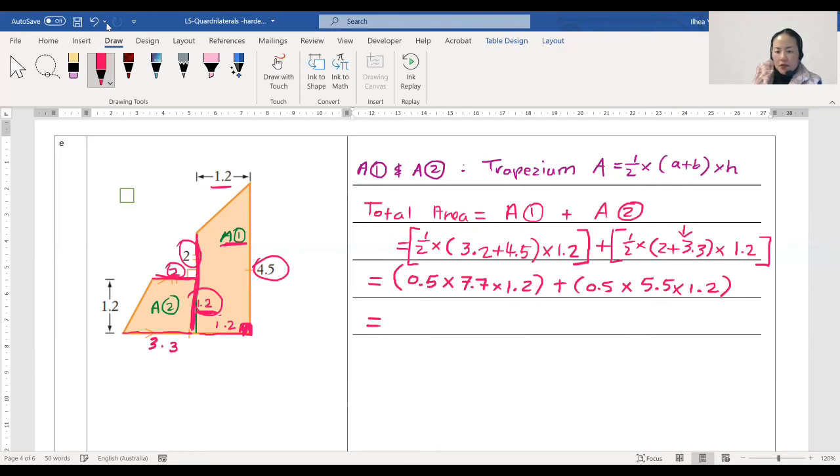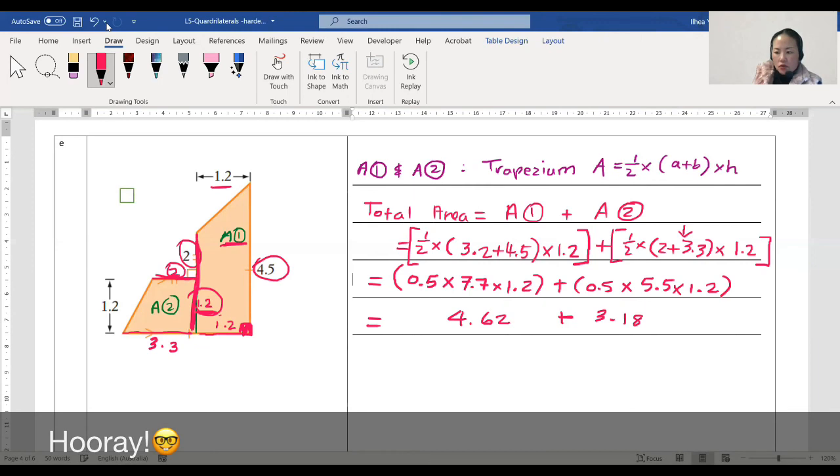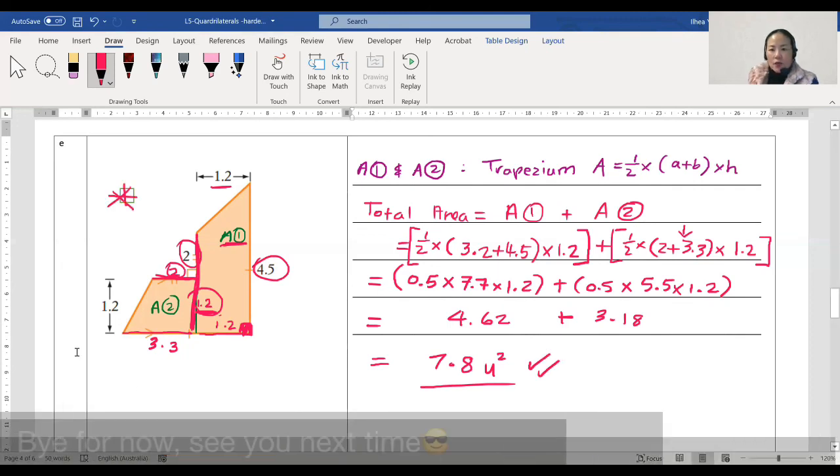This first part, part A, you will get 4.62 plus 3.18. My total area is 7.8. Again, there's no unit as such. I'm going to go u squared, unit squared or square units. So that's all. Now, this was the hardest. Okay, well done, people.